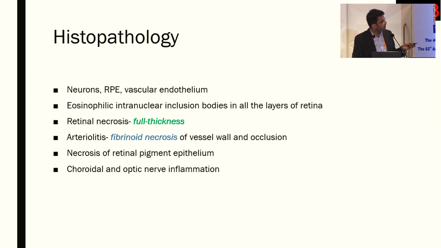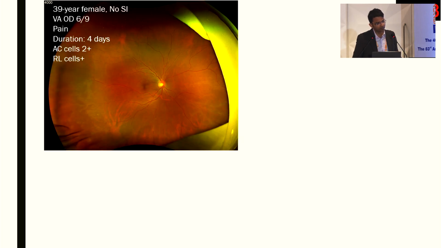Three cell types are predominantly involved with the infection, and cytolysis affects all of them: the neurons in the retina, the RPE layer, and the vascular endothelium. It's a full-thickness necrosis that happens in the retina, and there is fibrinoid necrosis in the arterioles as well.